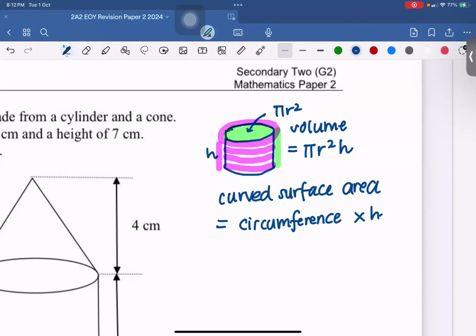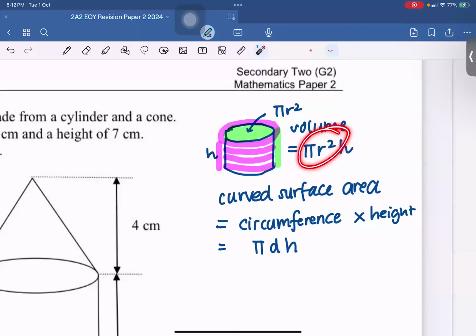So times the height. In this case, you can write 2 pi r, or I will usually remember pi d h, because sometimes my students will mix up pi r square and 2 pi r. So you just know it's circumference, so it's pi d times h, or if you really want to, 2 pi r h. Now this formula is not given in the formula sheet, not at the cover page. So you have to memorize these two formulas. Okay? All right. Next question.